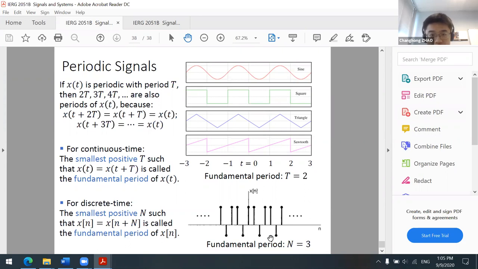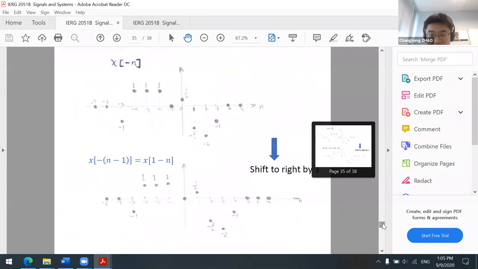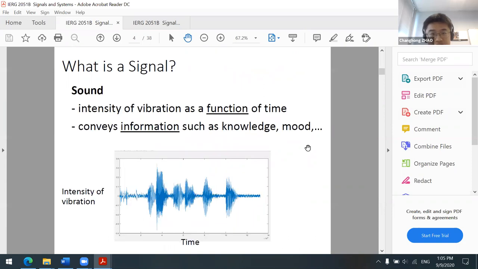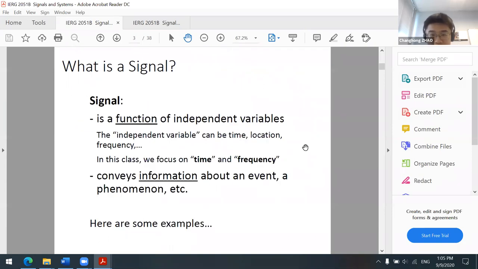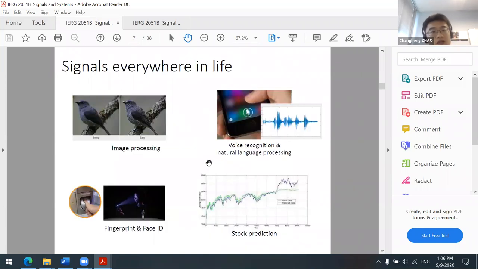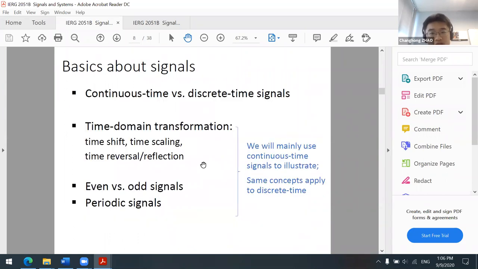So to summarize today's lecture, I first introduced the definition of a signal, which is a function of independent variables. In this class, independent variables refer to time and frequency. For the first part of this class, we always focus on time being the independent variable, as you saw from all the examples, and the signal should convey some information. Therefore, it is important and everywhere in our life. That's why we learn this class, because of its importance.